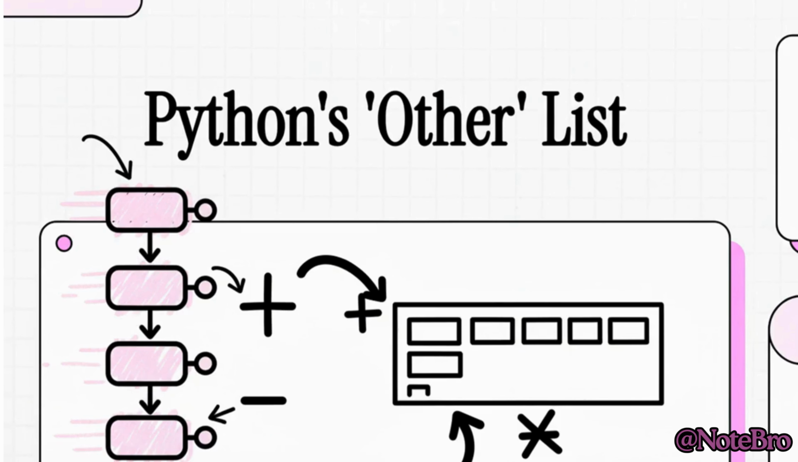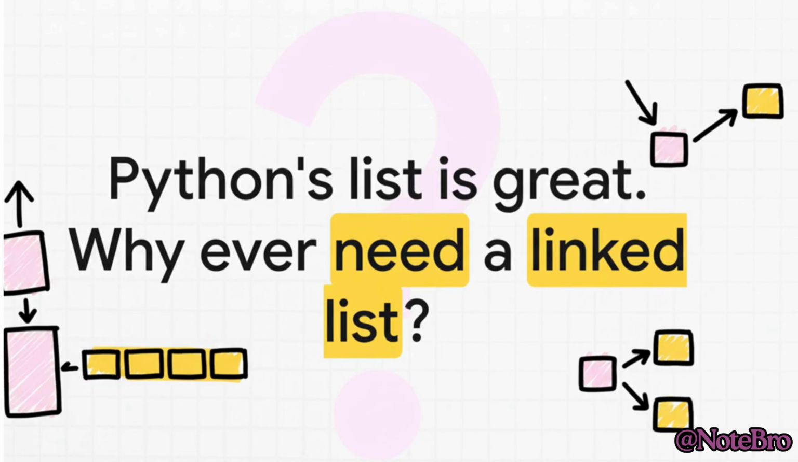All right, let's dive into one of computer science's most foundational data structures, but one that you might not use every day in Python, the linked list. So let's just get right to it with the big question. I mean, we all know and love Python's built-in list, right? It's powerful, it's flexible, it's usually pretty fast. So, why on earth would you ever need to bother with something else, like a linked list?